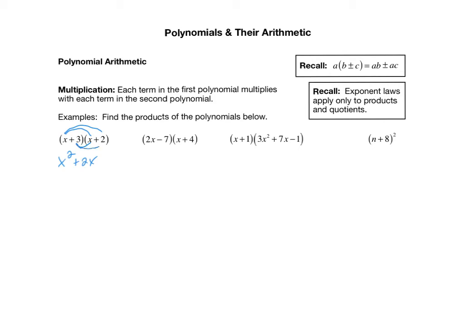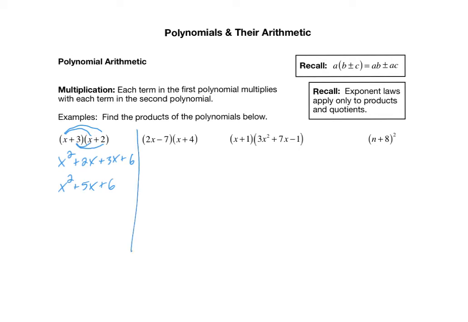So we have 3 times x, and we have 3 times the 2. So we have plus 3x plus 3 times the 2 is 6. Notice these are all additions here because it was addition in both spots. Once we've done this multiplication, we can now combine the like terms to simplify this. We get x squared plus 5x plus 6. This polynomial is equivalent to the product of the polynomial x plus 3 and the polynomial x plus 2.